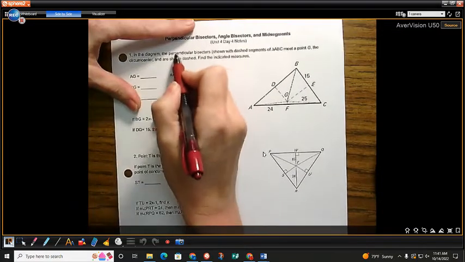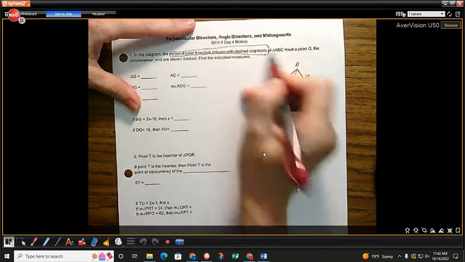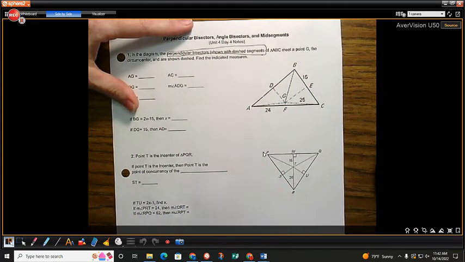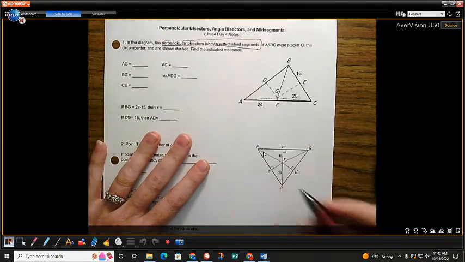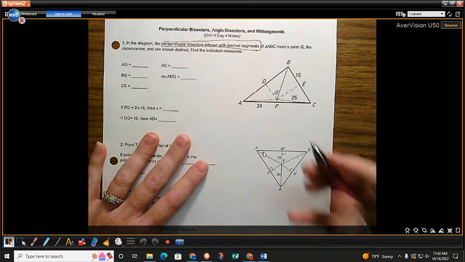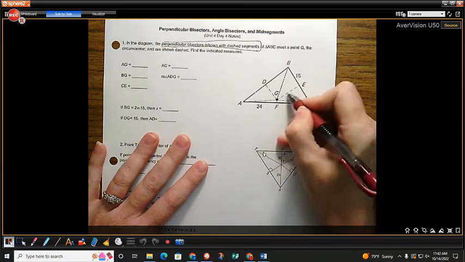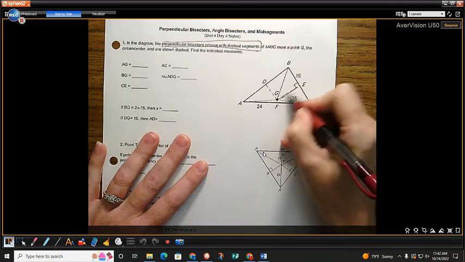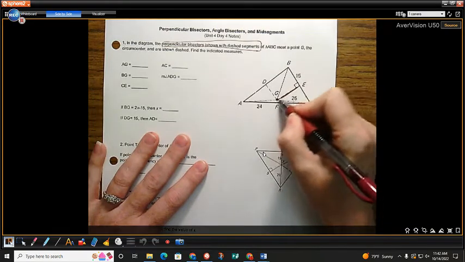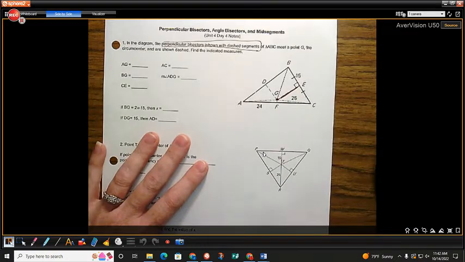It says, in the diagram, the perpendicular bisectors, which are shown with dashed segments, find them. Which ones are the perpendicular bisectors? The ones that go to this center point here and are perpendicular and appear to bisect the outside, and they're dashed. So here is a perpendicular bisector. I'm going to mark that it's bisecting, and I marked that it's perpendicular.